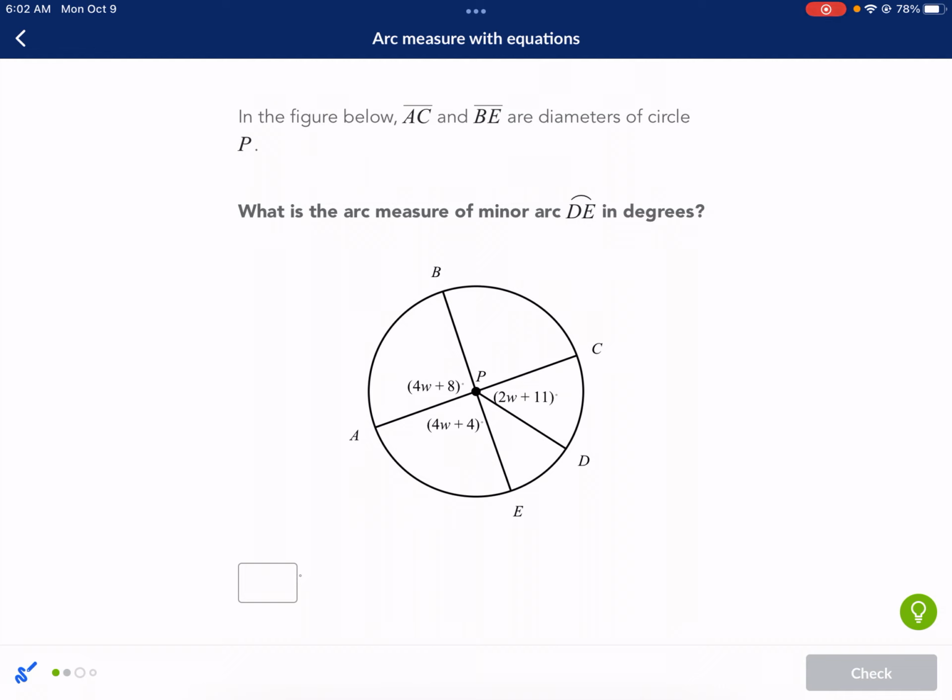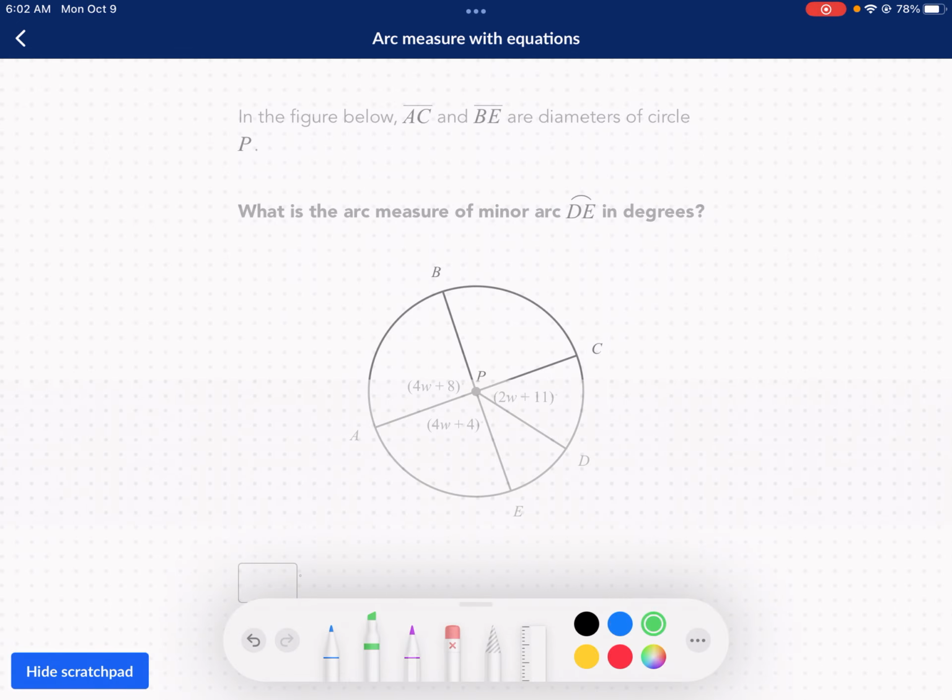That's the important thing. What is the arc measure of minor arc DE in degrees? Wow, there's a lot going on here. So let's go ahead and highlight DE. We're looking for that guy. All right, AC and BE are diameters, it says. I think that it's important to highlight that we have AC here as a diameter and then also BE as a diameter. This one's giving us a lot of information, and it wants us to decipher what's going on.